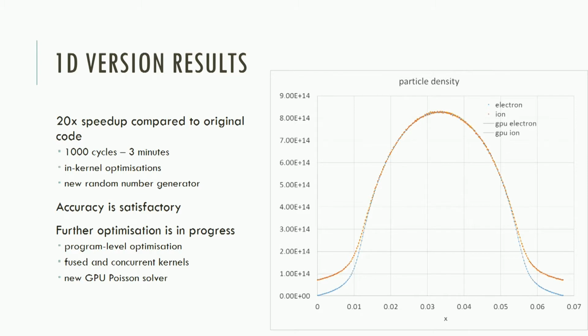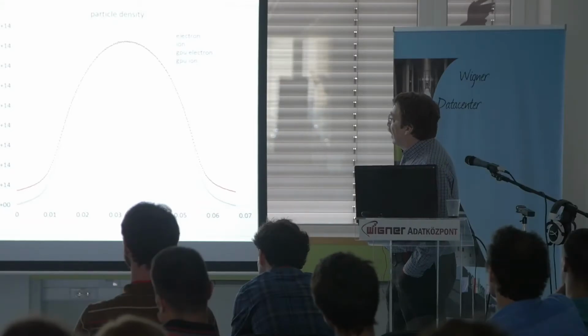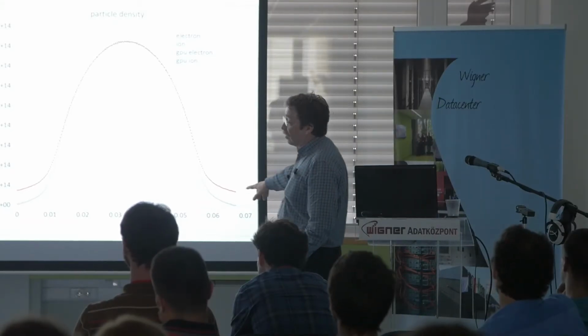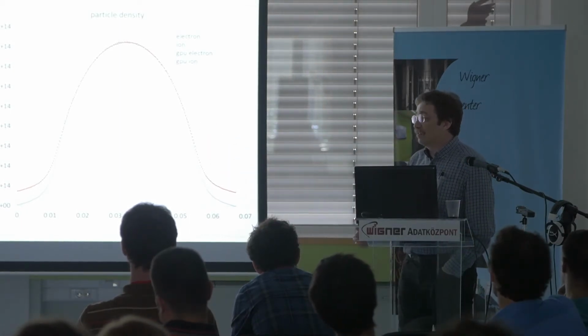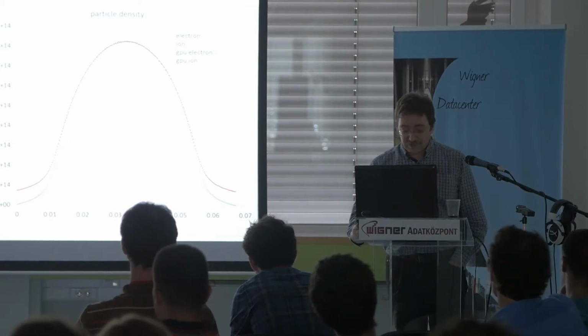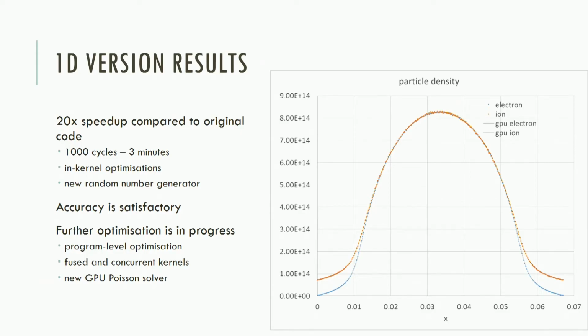Okay, so finally the results. I already told you that we have a speed up of 20 for the one-dimensional case. We are down to 3 minutes from an hour. And obviously the main question is the accuracy. Is this any good? Because if you produce junk in 3 minutes, that's not a very good result. So the good news is the results look quite fine. The little dots and the line are the original sequential code and the GPU results, and they are quite nicely on top of each other.